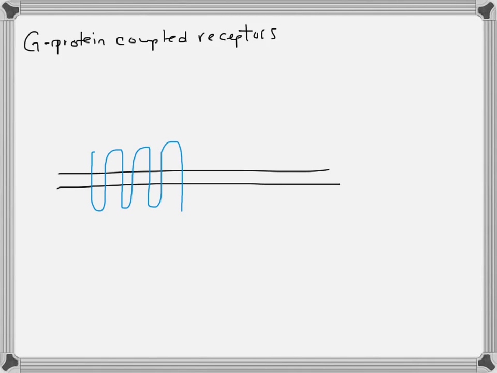The way that a G protein coupled receptor works is that it binds the ligand, shown here in red, and upon ligand binding, it activates a G protein found within the cell near the plasma membrane. So the G protein is a cytoplasmic protein that is located near the plasma membrane, so it is in the proximity of the G protein coupled receptor.